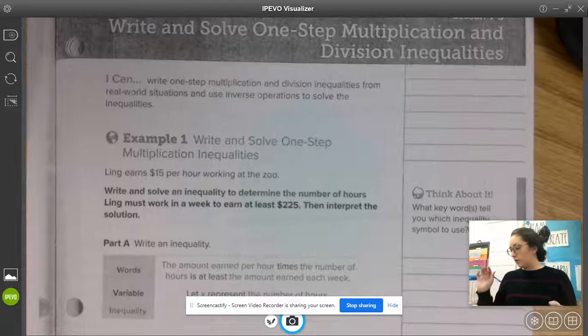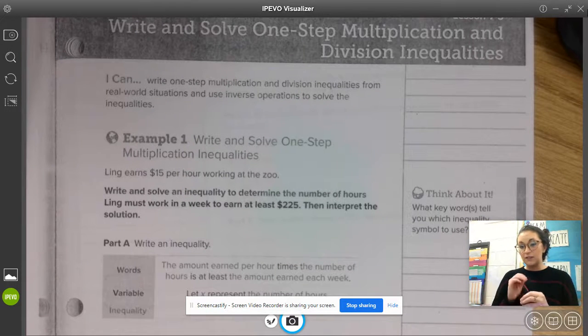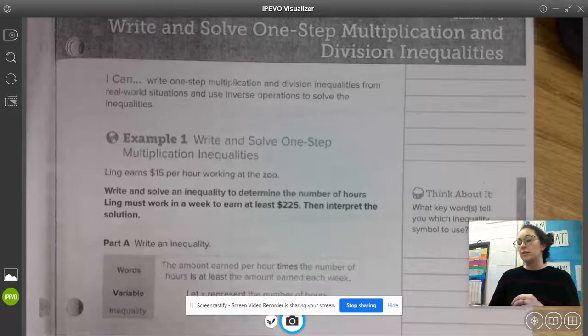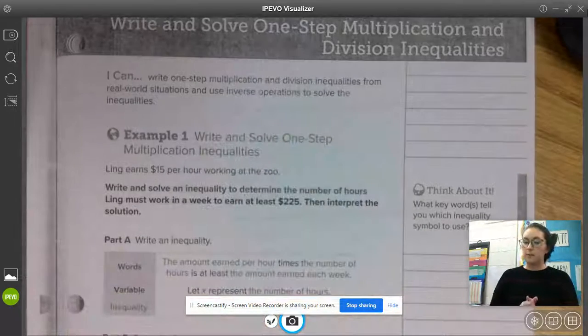All right, folks, we are on page 365. This is the same thing we've been doing. The only difference is now our problems are going to involve multiplication and division instead of addition and subtraction. These are still one-step word problems, okay?